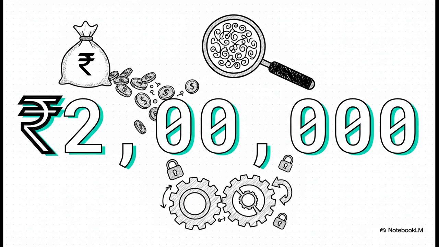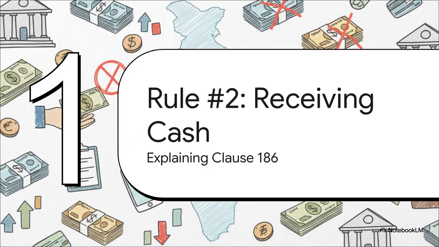This one's a lot bigger, 10 times bigger actually, but the rules that go with it are a little more layered. 2 lakh rupees, or 200,000. This brings us right to our second major rule. Now, this second rule, which falls under the new Clause 186, it shifts the focus a bit. We're moving away from just loans and into a much wider category, just receiving large amounts of cash for pretty much any reason. And this is where a lot of people can get into trouble without even realizing it.